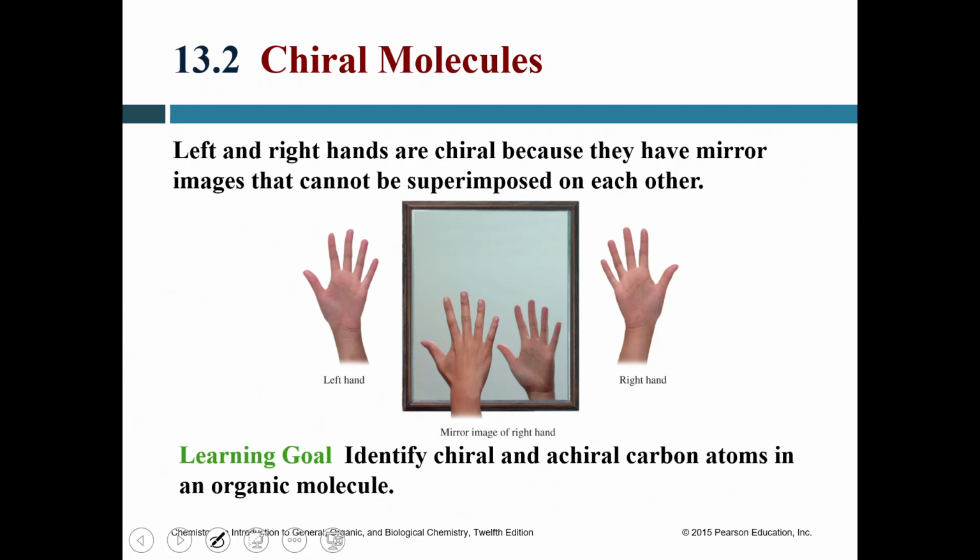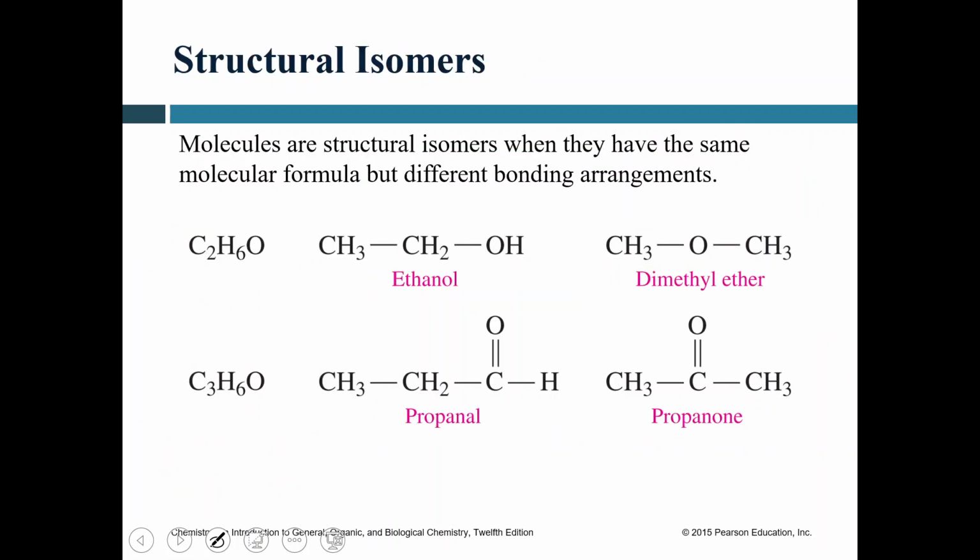Now we need to talk about the concept of chiral molecules. The concept of chirality refers to the fact that two objects, although being practically identical, cannot be superimposed on each other because they are mirror images. They have mirror symmetry, like your left and right hands.